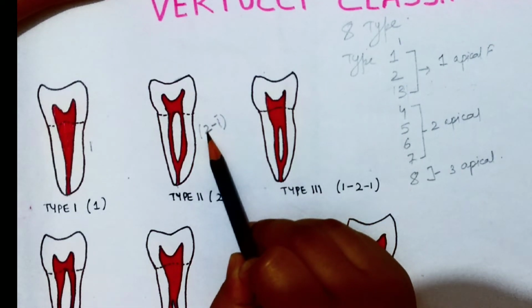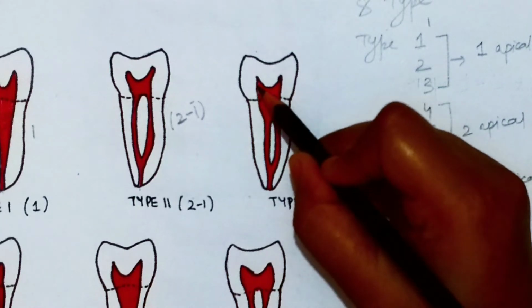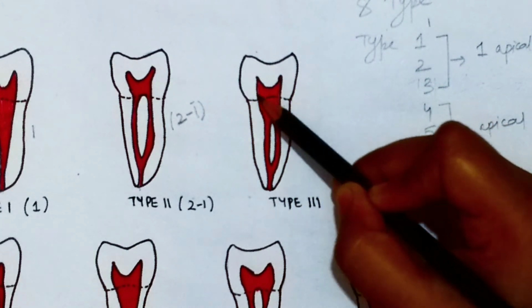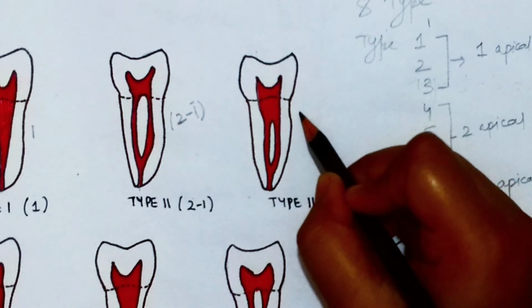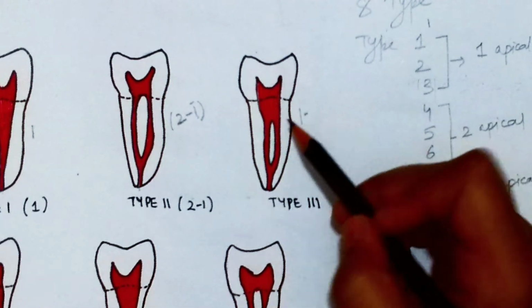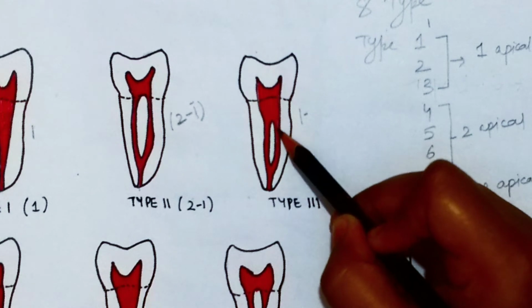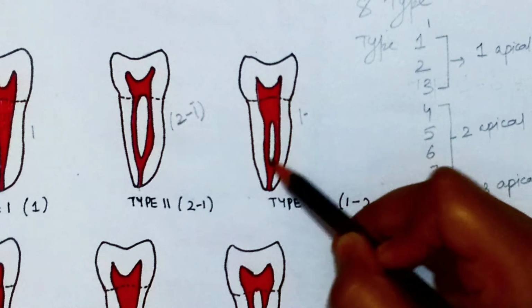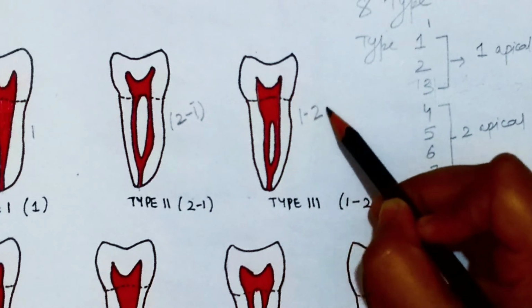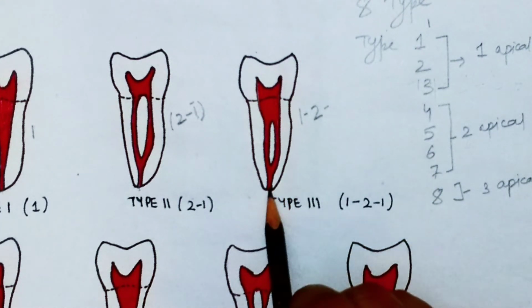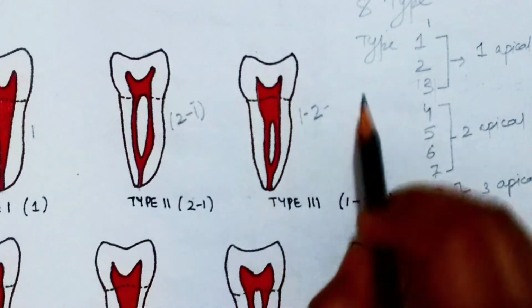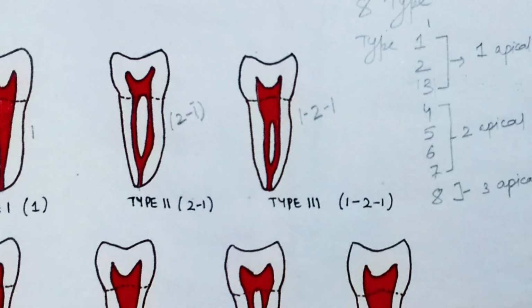And the apical foramen there will be 1. Type 3 can be written as follows: you can see that it is arising as a single canal from the pulp chamber. So we will write 1. Then we can see that it has been divided into two different root canals. So I will write 2. And after that it is exiting as a single canal from the apical foramen. So I will write 1, representing there is only one apical foramen. So this is a trick to remember it.